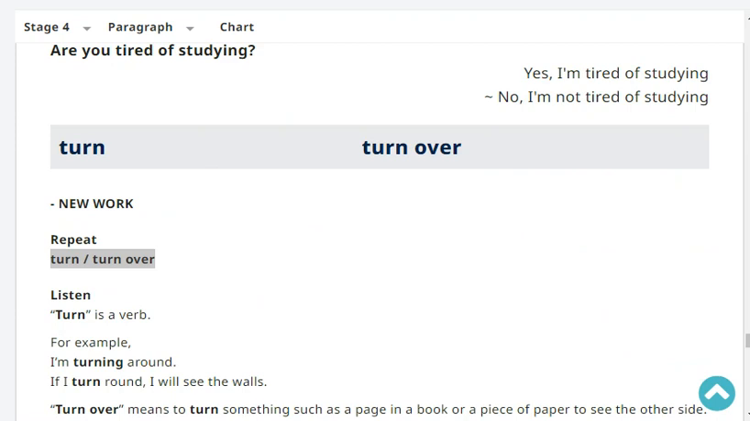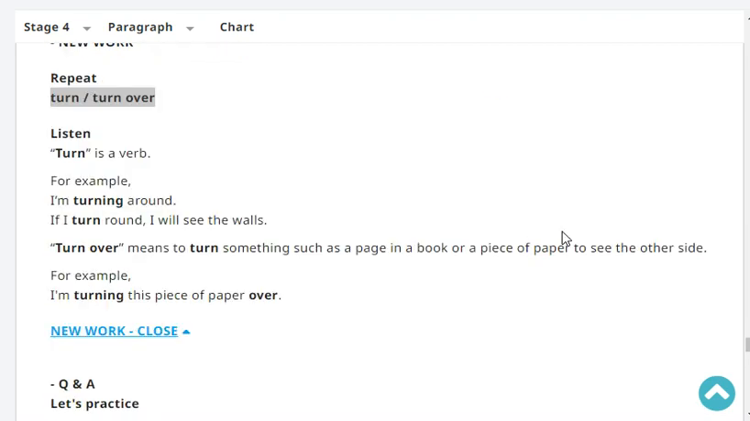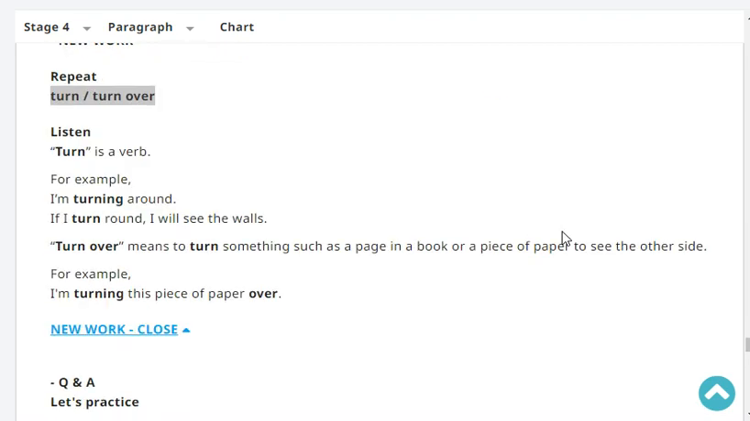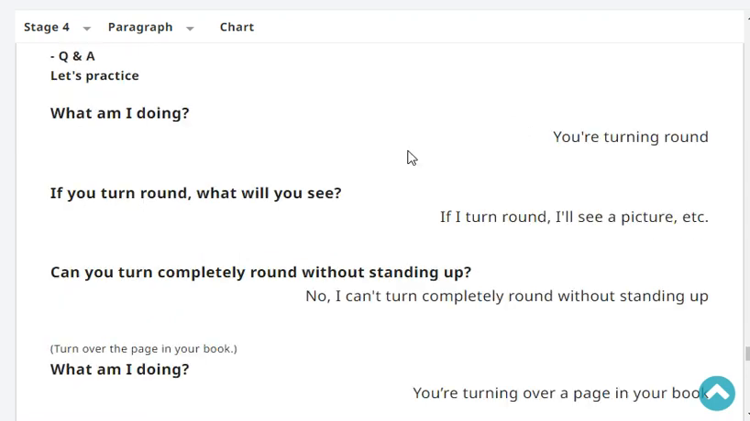For example, I'm turning around, but I can't. Okay, if I turn around, I will see the wall. Turn over means to turn something such as a page in a book or a piece of paper to see what's on the other side, like turn over like that. For example, I'm turning this piece of paper over. Let's practice. What am I doing?